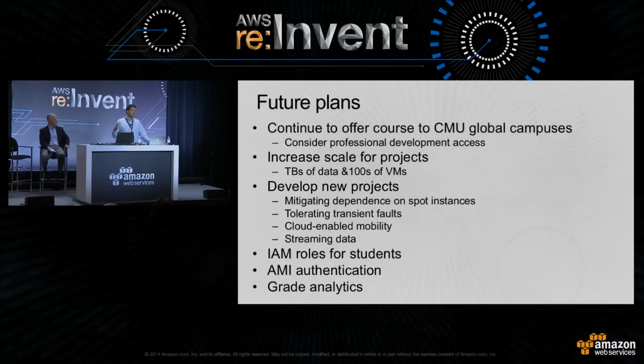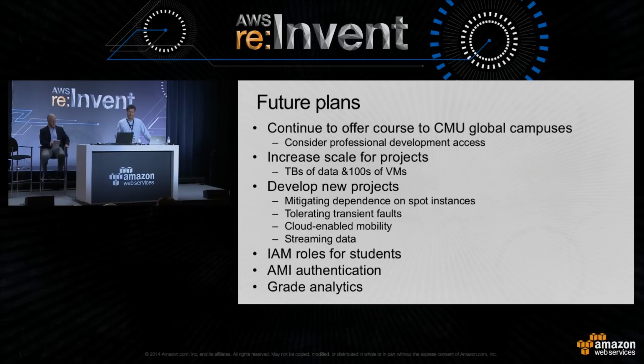We want to increase the scale. This is all about big data. Budgets are limiting, but we need to be more creative. And how do we make students work with terabytes of data for all projects and maybe provision hundreds of VMs? Develop new projects such as mitigating dependence on spot instances automatically, tolerating not only faults but transient faults, which are much harder. Mobility and the cloud, as well as streaming. Streaming is becoming very hot.